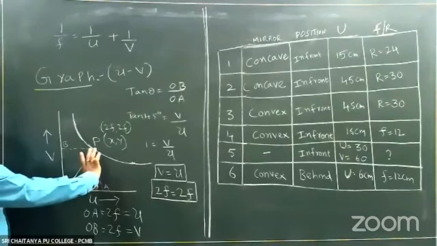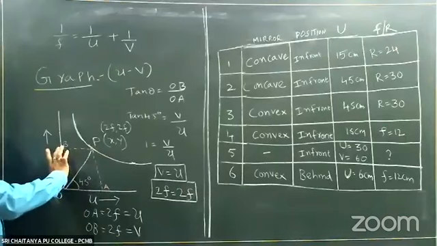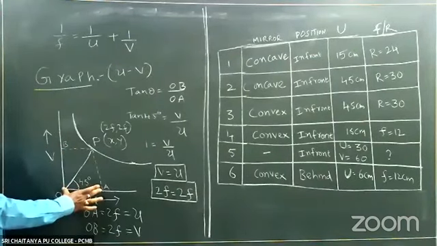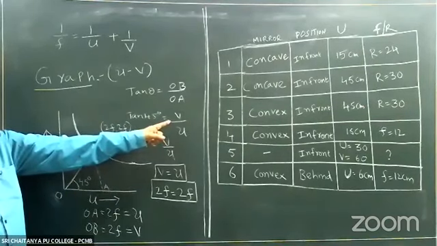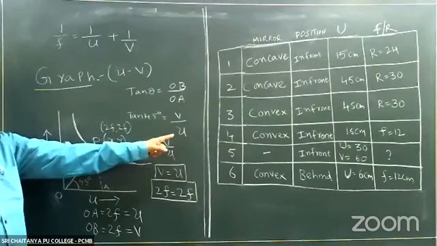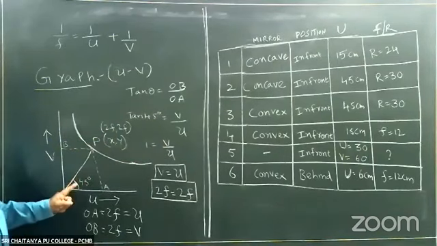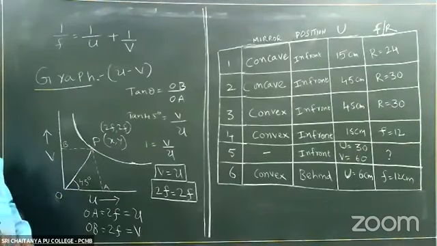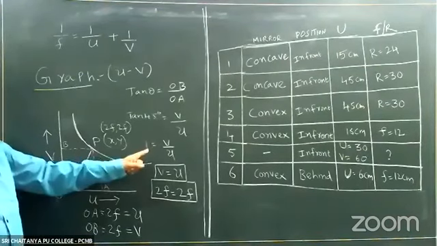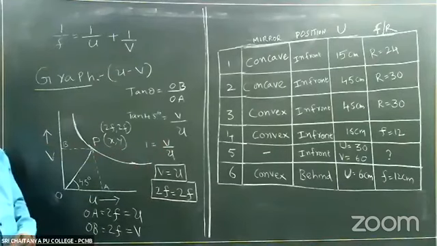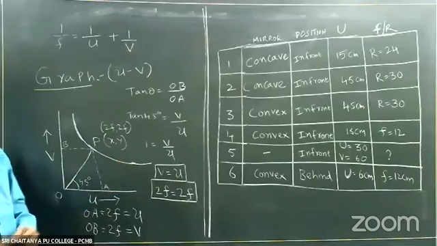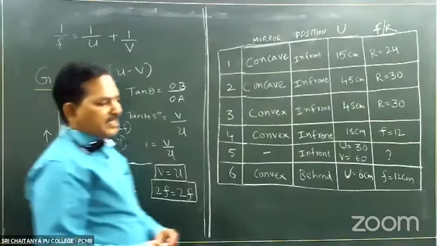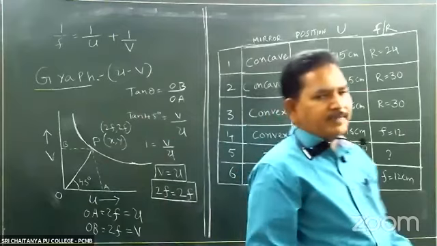Opposite side PA is nothing but OB, the same size. Adjacent side is OA. OB by OA: OB is the image distance, OA is the object distance. Tan 45, the angle is 45, tan 45 value is 1. So 1 is equal to V by U. V is equal to U, which means the object distance from the pole of the mirror is equal to the image distance from the pole of the mirror.